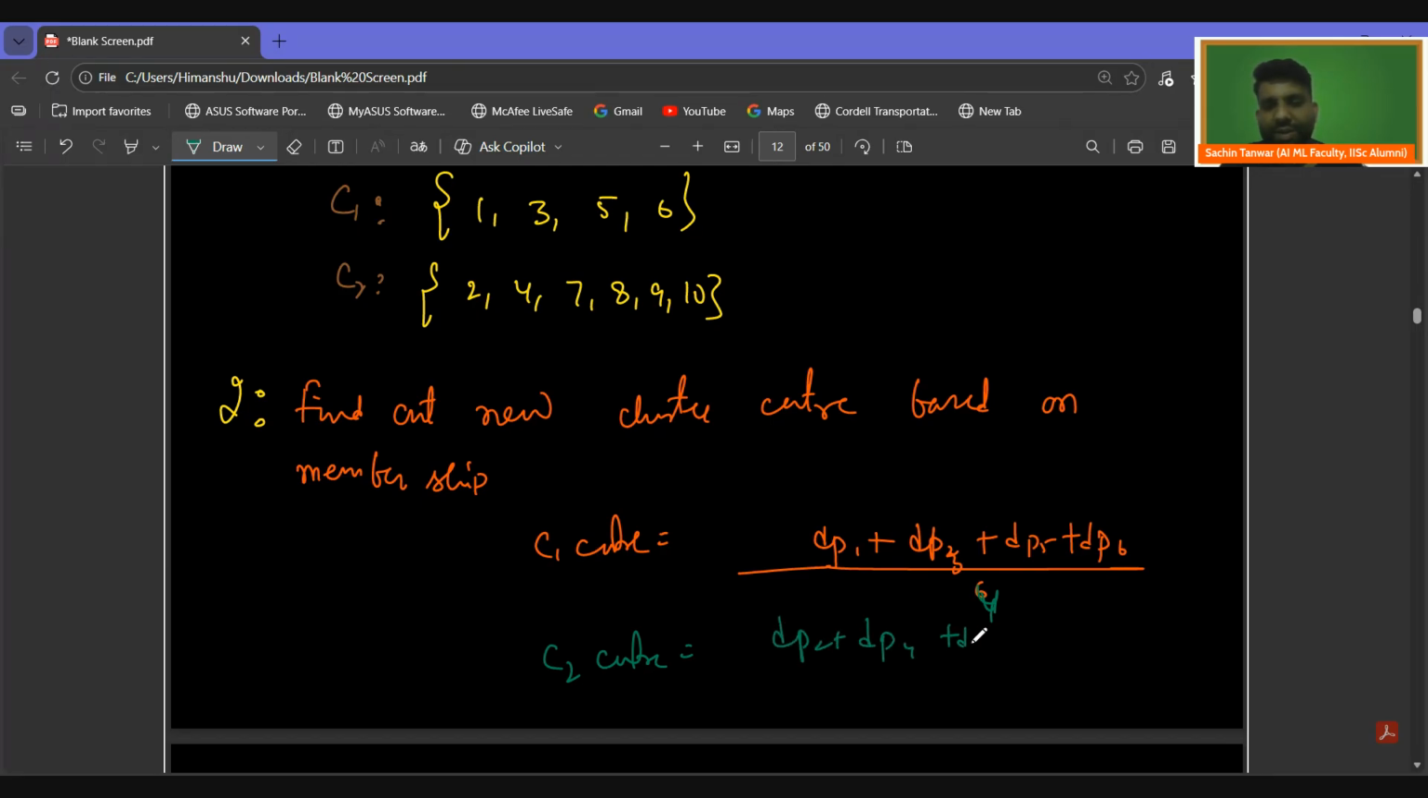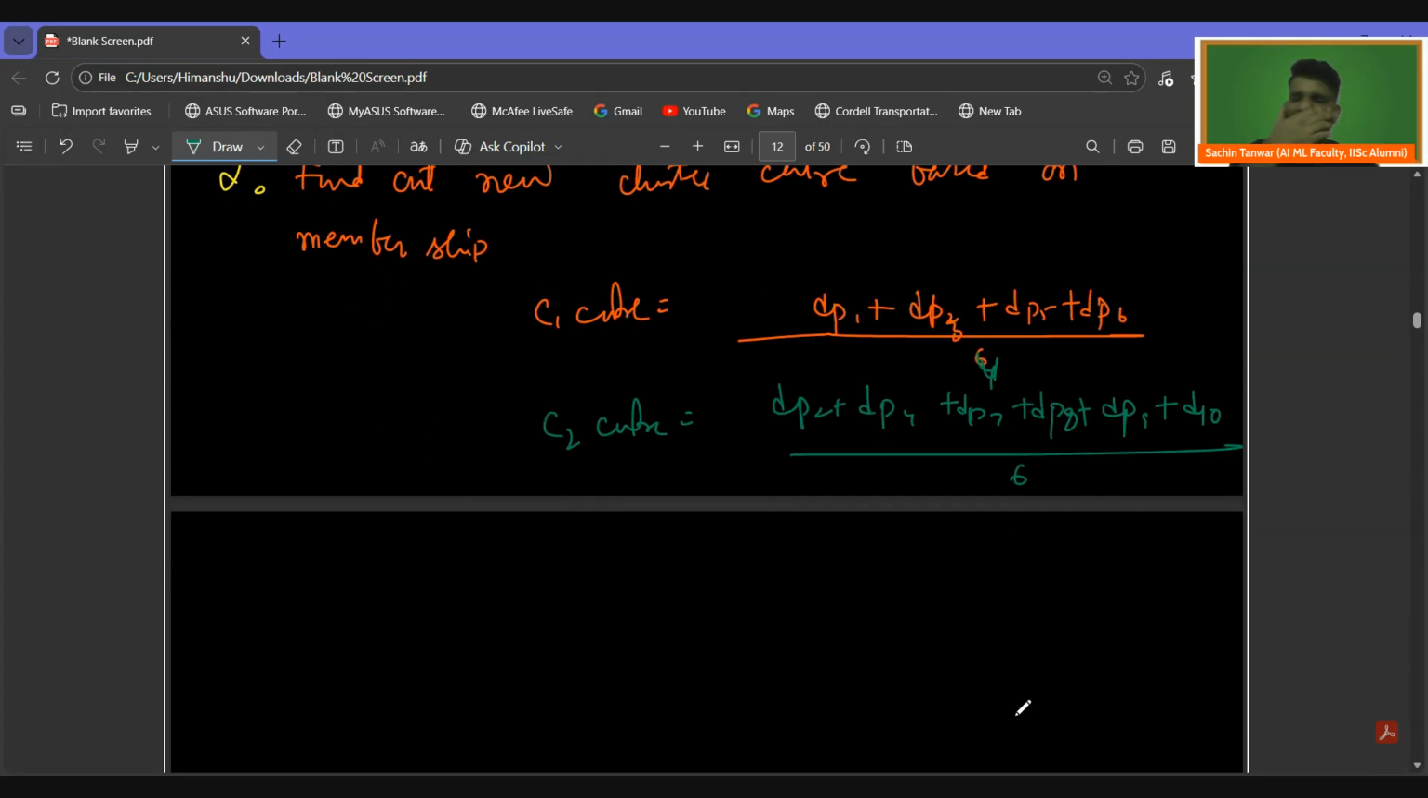the c2 center would be calculated like dp2 plus dp4 plus dp7 plus dp8 plus dp9 plus dp10, divided by overall 6. So that means for the x coordinate, you add all the x coordinates and divide by 6. For the y coordinate, add all the y coordinates and divide by 6. We got the new cluster center.